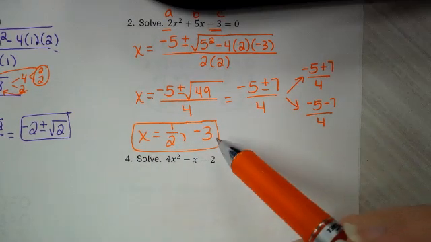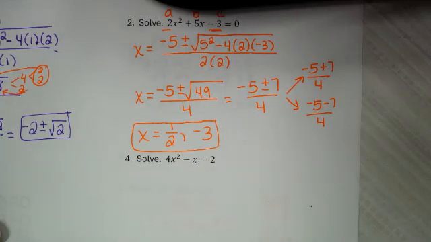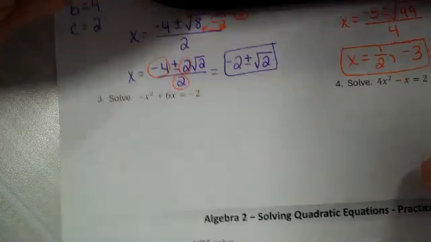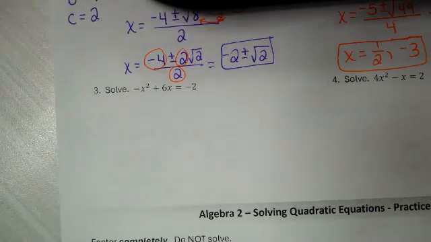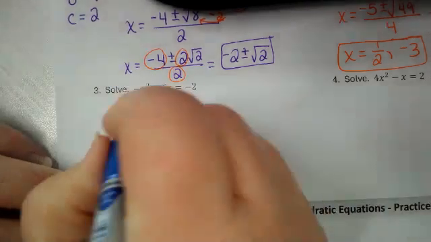So that could have been factored, but if you didn't want to factor it, the quadratic formula will always work for you. Let's keep practicing. 2 more problems. So notice on number 3, it does not say that it's equal to 0 yet. So we're going to make it equal 0, and then we can put it into our formula.